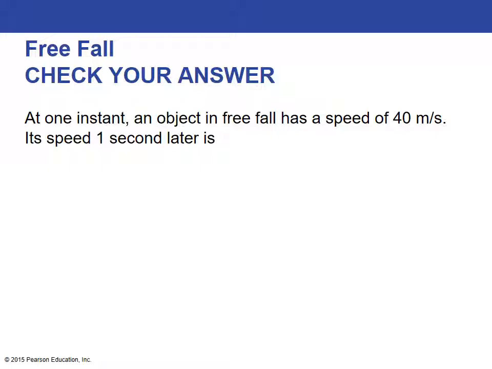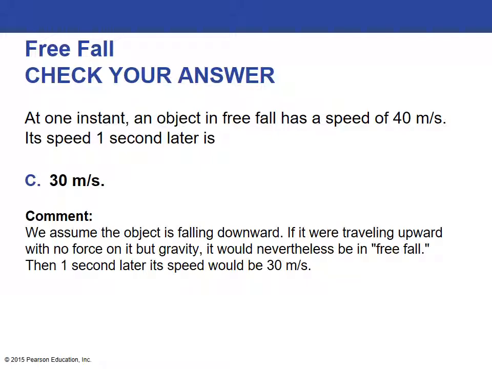Now that I've clued you in, if you read it again and say, at one instant we have a speed of 40 meters per second, what is the speed a second later? Well, if its direction of motion is upward and gravity is pulling it opposite of that, then we would be at 30 meters per second. All right. A little example about why vectors and drawing diagrams and knowing directions of your forces makes a difference for you.